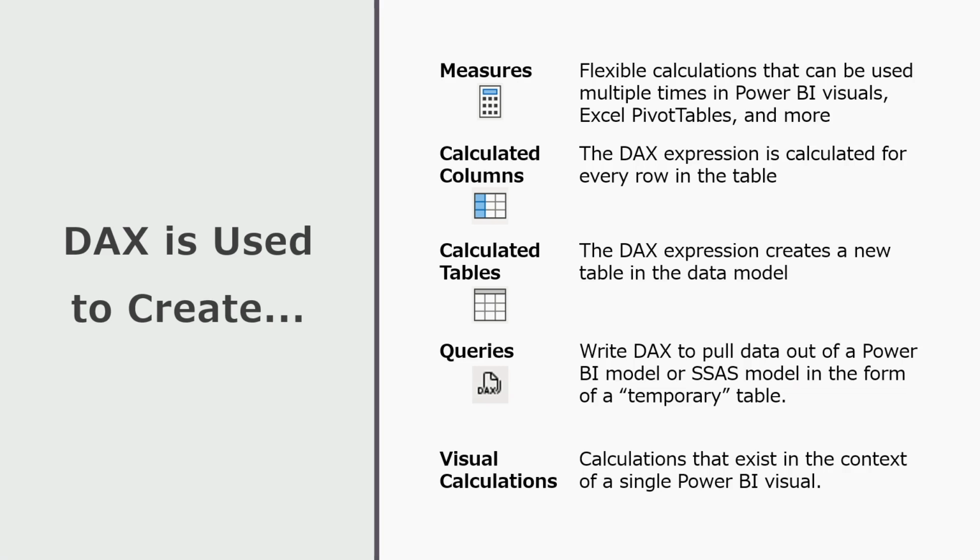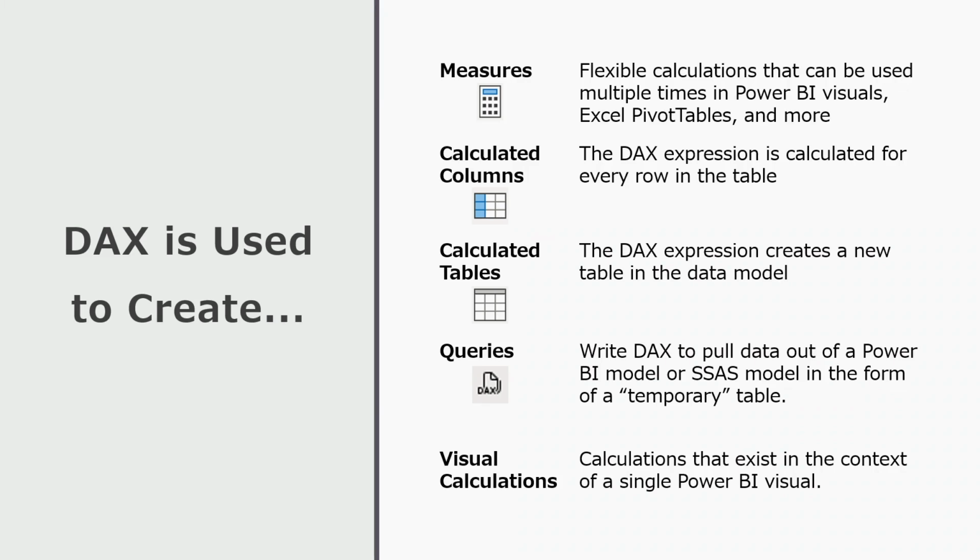So when you are working with DAX, there's a few terms that are important to know. If you're going to write DAX, you're either going to write a measure. This is the most common. A measure is a flexible calculation. You can use that measure multiple times. You write it once, use it multiple times. You can use that measure in different visuals, or if you're working in Excel, different pivot tables, and so on and so forth. You can actually use a measure in another measure too, and we'll look at that in the demo.